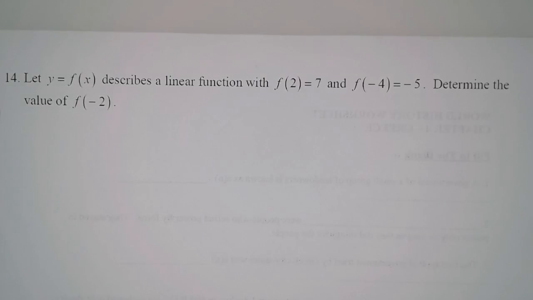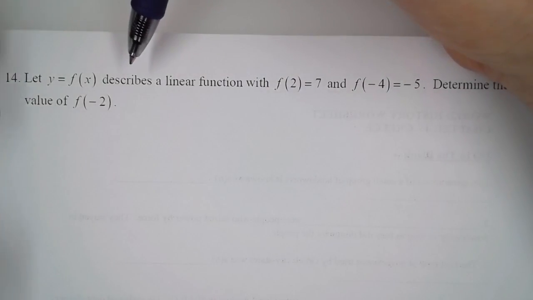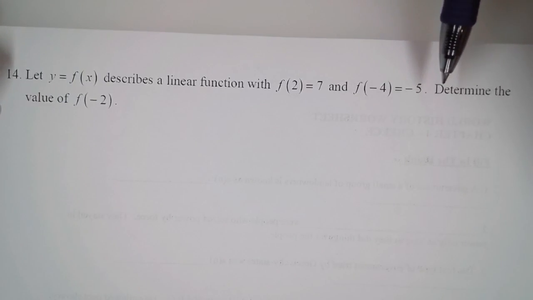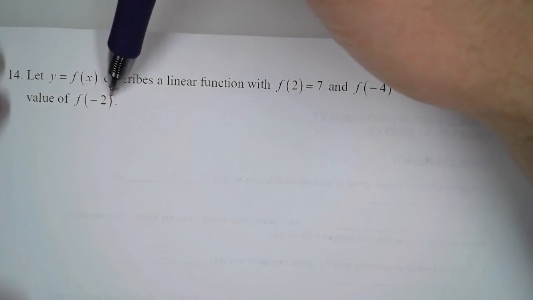So in this problem, they give us y equals f of x, and it describes a linear function with f of 2 equals 7 and f of negative 4 equals negative 5. And we want to determine the value of f of negative 2.